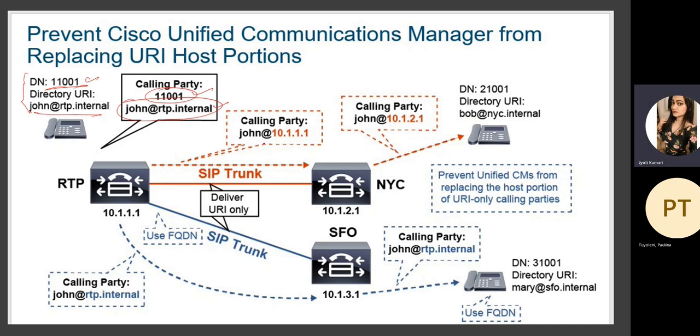Now the calling party, John at the rate, this can be changed. How it will be changed can be due to many reasons like DNS or trunking or any transform patterns configured. So if we want to prevent any transformation or replacing of the URI host portion, we can do that in the configuration for the URI in the CUCM itself. So for different sites, we can prevent CUCM from replacing the host portion of the URI only for the calling party.